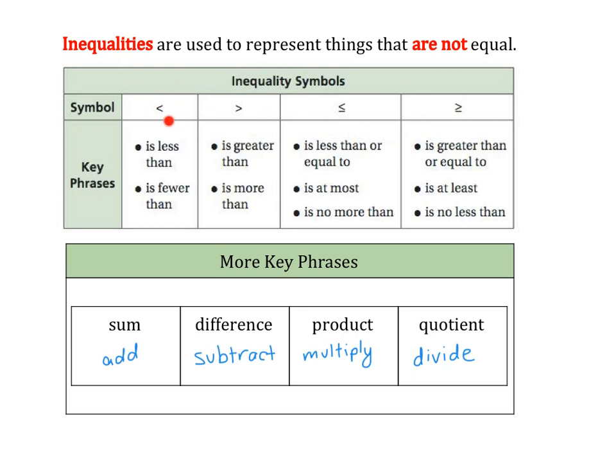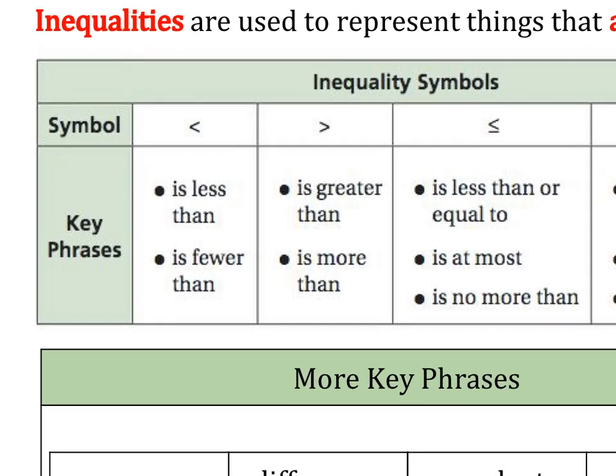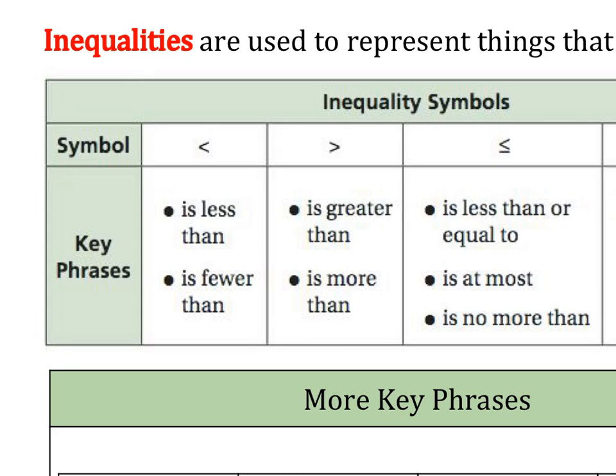So the first one, we read this symbol as is less than. If you notice here, each inequality symbol has 2 sides. It has an open side and then a closed side. You can think of these like an alligator. The alligator always wants to eat the larger number. So the larger number is here, which means this is the smaller number.